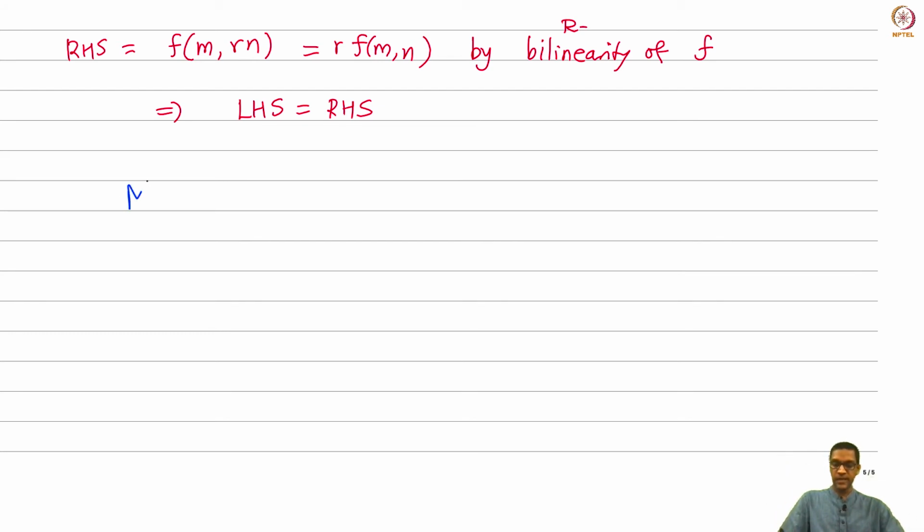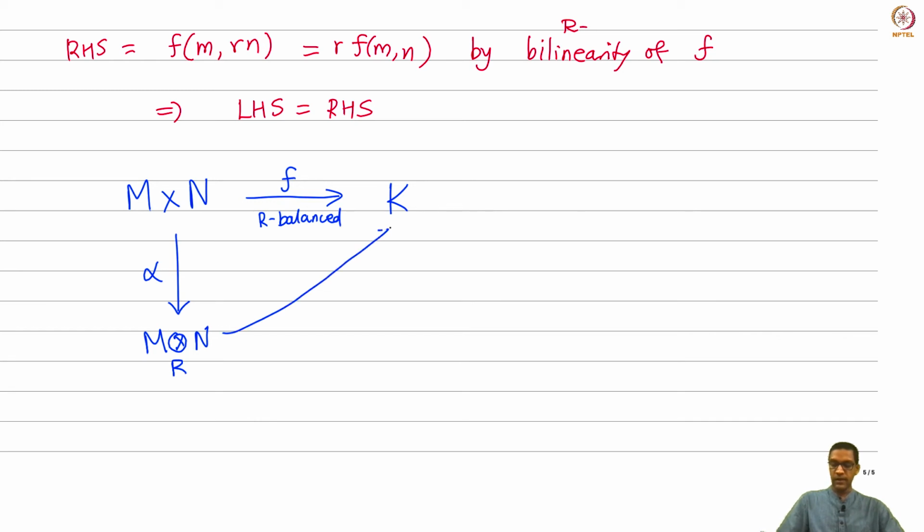Okay, what is that? So on the one hand, M cross N to K, where K I'm going to only imagine is a Z module. I have this map f that's given to me. I know it's R bilinear, but in particular that means it's R balanced. Okay, so I have the map alpha, M tensor N over R, and I know there exists a unique f tilde.